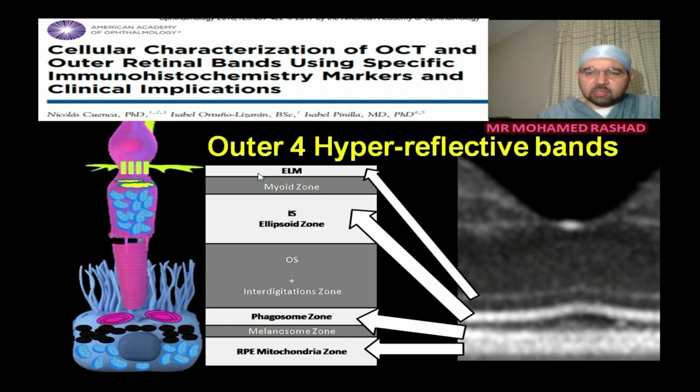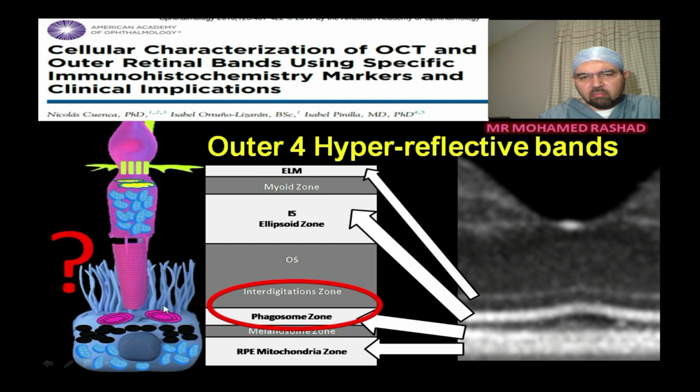If you take it from inside out, the faint one is the external limiting membrane, then the ellipsoid zone, and then the phagosome zone, and then the RPE mitochondria zone. The debate is in this third line here. Is it the interdigitation zone or the phagosome zone? At least it is the junction between the photoreceptors and the RPE. So till now we are not sure 100%, but according to this study, this represents the part of the RPE that is the phagosomes of the outer segments of the photoreceptors. This is why it is hyper reflective.